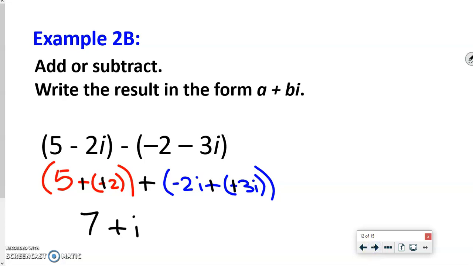So what I would like you guys to do is do the next 4 problems, come back to me, and I will work them for you as well.